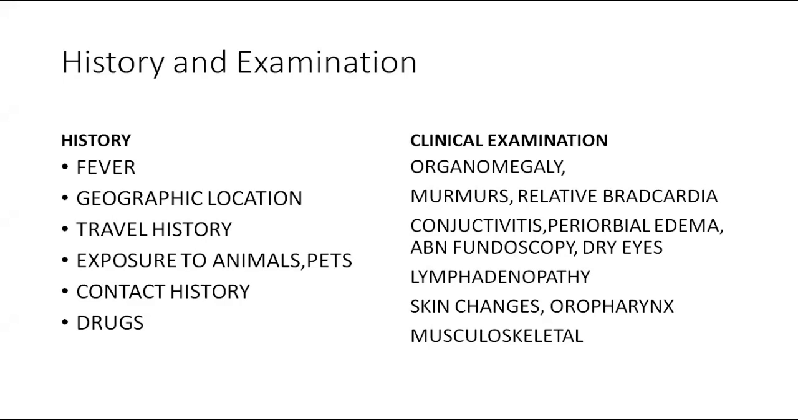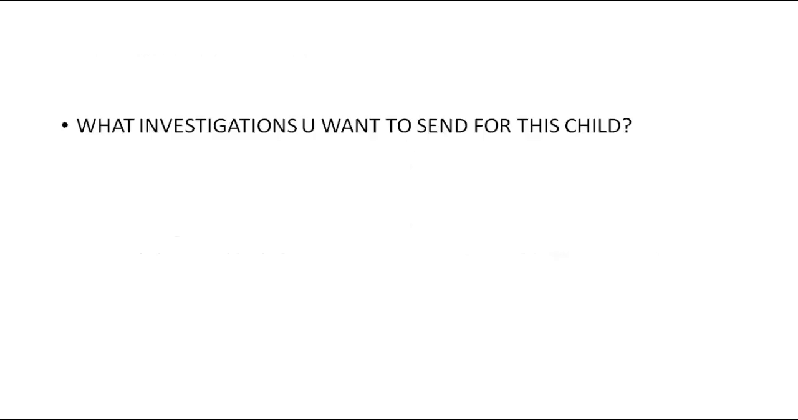So clear history and regular clinical examination are the key. They will guide you and narrow down your investigations. What investigations do you want to send for this child? This child presented with fever for 4 weeks, initially had a UTI. Normal CBC with peripheral smear, CRP, ESR. Blood culture. Urine culture, ma'am.